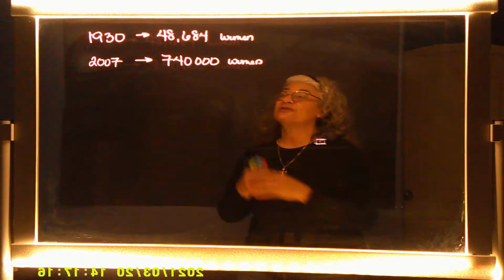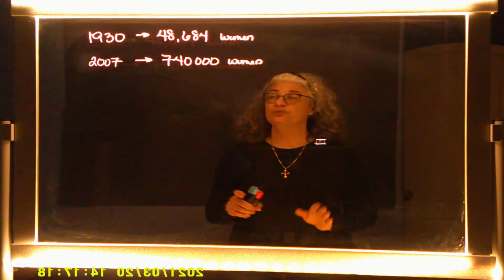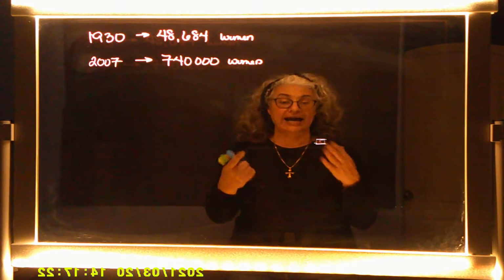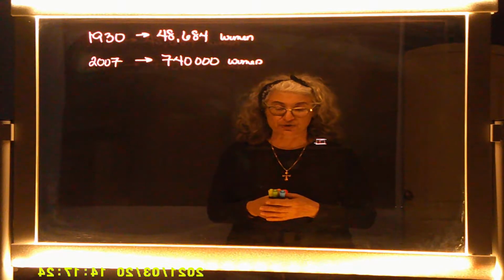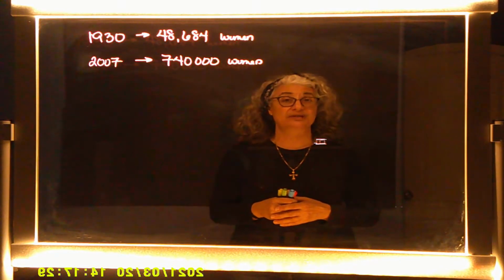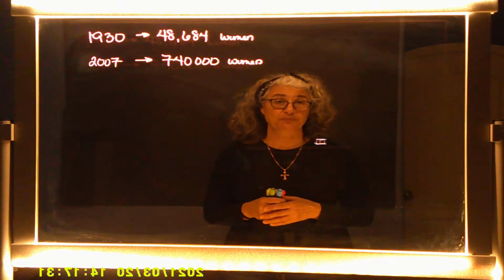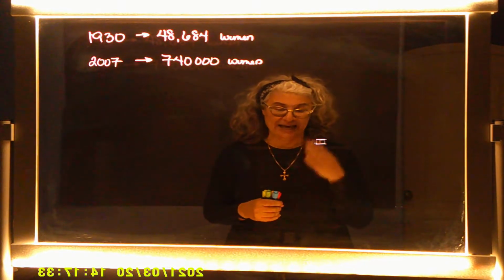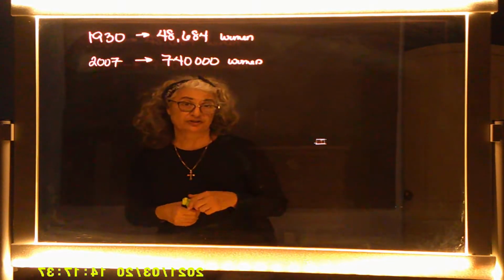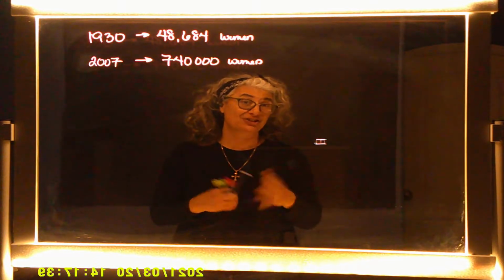Okay, so here's our information. In whatever country it was in 1930, 48,684 women actually received their bachelor's degree. And in 2007, 740,000 women received the bachelor's degree. Cool? They want us to find an exponential function. Okay, so since they want an exponential function, it's time to write down the generic formula.